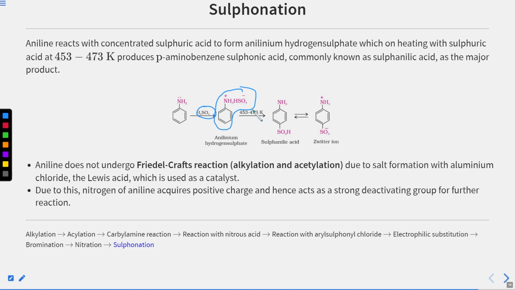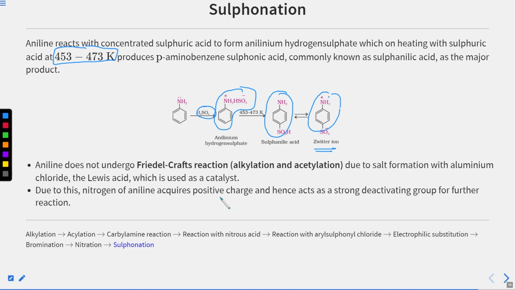Now, if you want a product, you have to heat it with sulfuric acid at 453 to 473 Kelvin. When you do this, it produces para-sulfonic acid. Now this para-sulfonic acid will be further changed to its zwitterion.